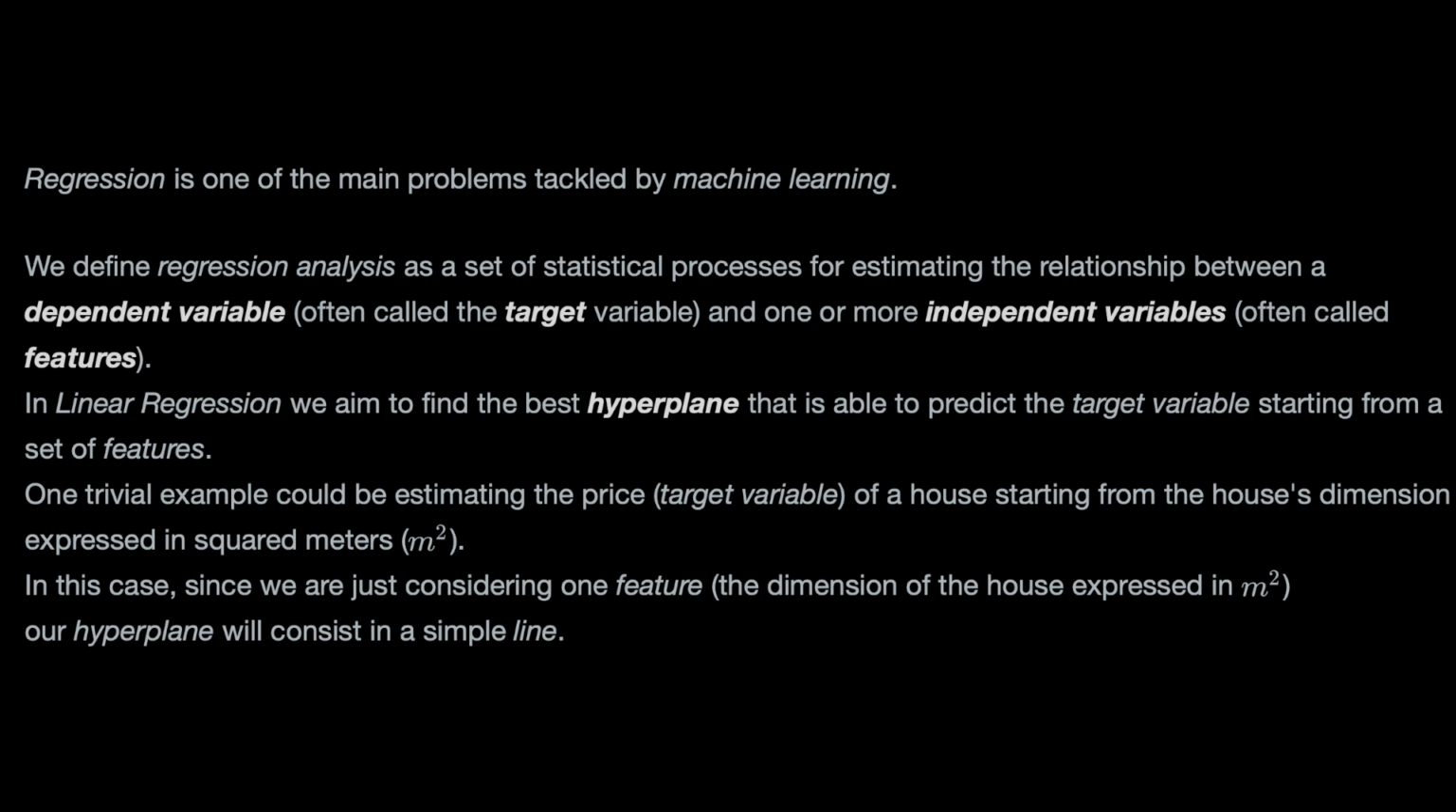Regression is one of the main problems tackled by machine learning. We define regression analysis as a set of statistical processes for estimating the relationship between a dependent variable, which we often call the target variable, and one or more independent variables, which we call features. In linear regression, we aim to find the best hyperplane that is able to predict the target variable starting from a set of features. One trivial example could be estimating the price of a house starting from the house's dimension, expressed in square meters. In this case, since we're just considering one feature, the dimension of the house, our hyperplane will consist of a simple line.